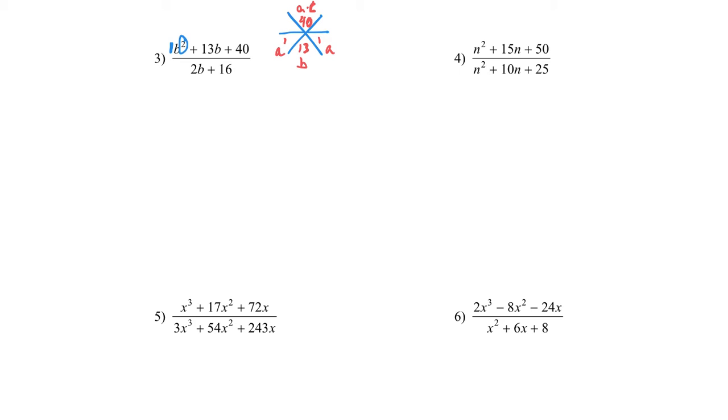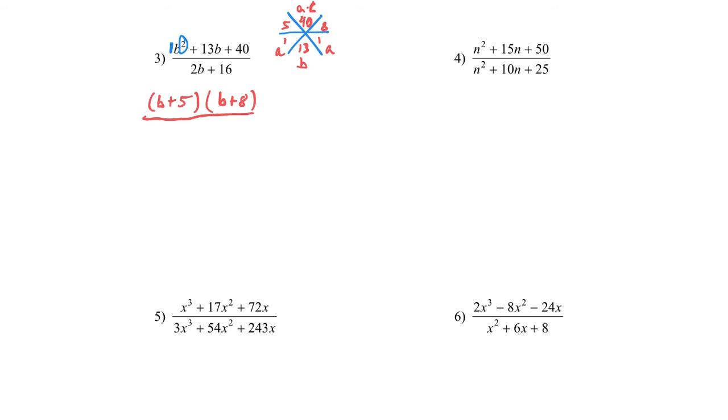Okay, so multiplying to get 40 is the first thing you want to think about. 5 times 8 multiplies to get 40 and adds to get 13. So those are the numbers that go on the sides. And then those numbers will give us our factors. So we have 1b plus 5, and then 1b plus 8.